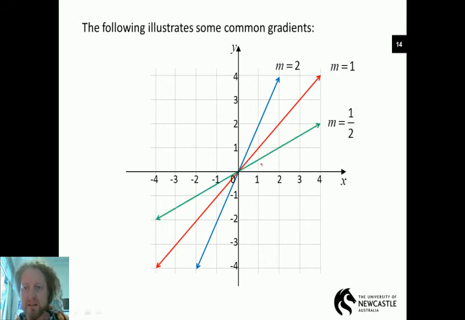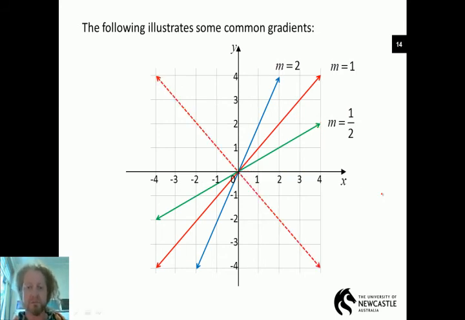And there's a gradient of a half. That hopefully makes sense. It's not as steep. So here's a point here and here. It's gone 1 rise over 2 runs. Or again, I could have picked these points and said 2 rise over 4 runs. Well, 2 over 4 does simplify down. There's 1, 2 in there. There's 2 2's in there. It's still a half. So there's some common ones.